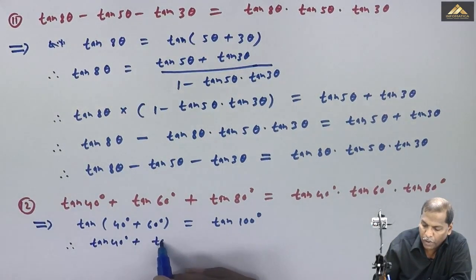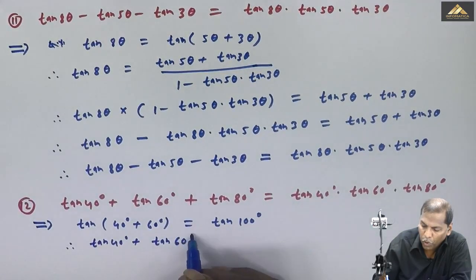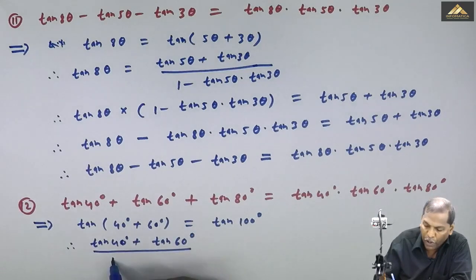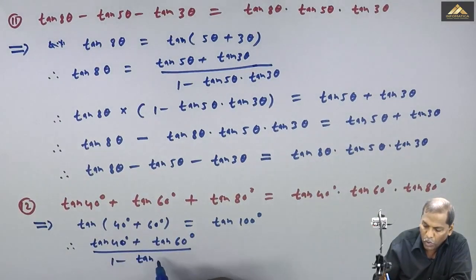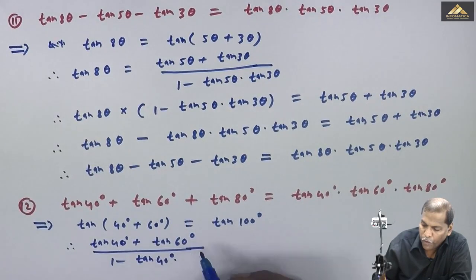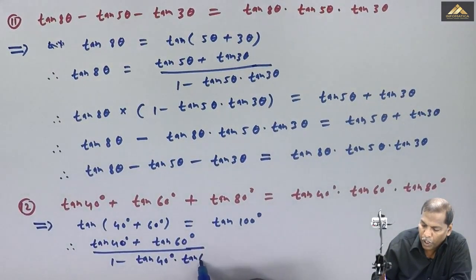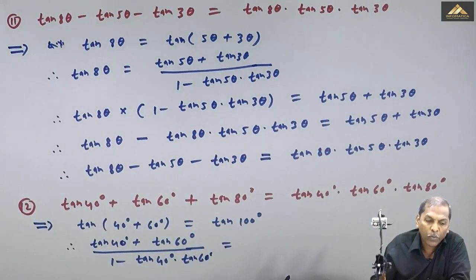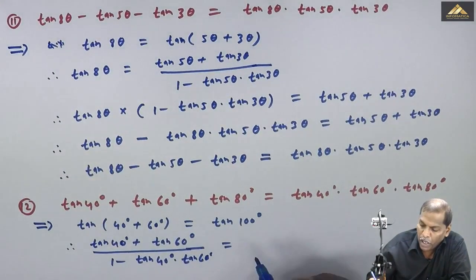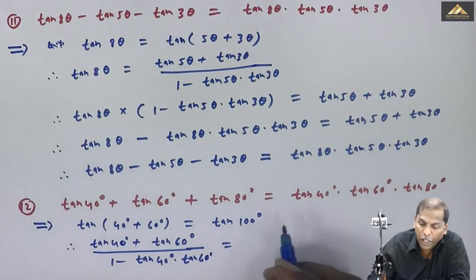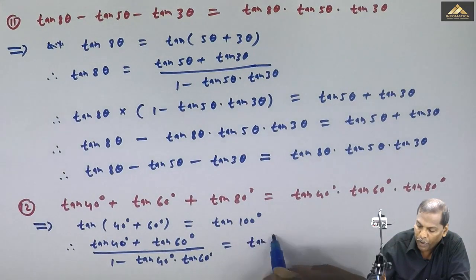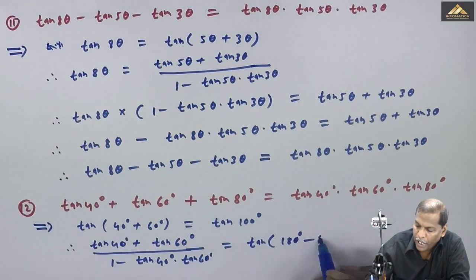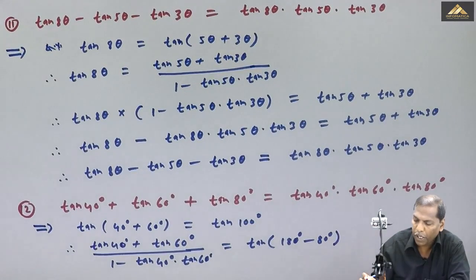tan of 40 degree plus tan of 60 degree upon 1 minus tan of 40 degree into tan of 60 degree, that equal to, अब राइट हैंड साइड में 100 tan of 100 degree I can write tan in bracket 180 degree minus 80 degree.